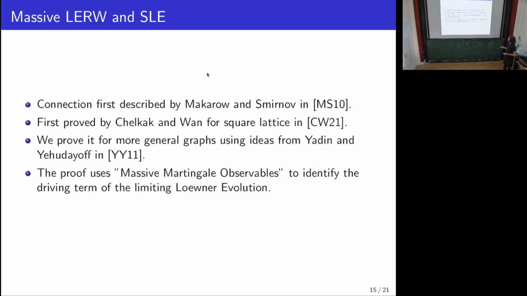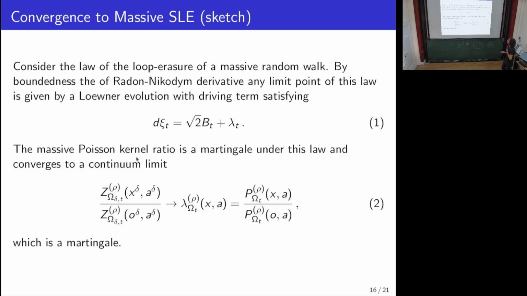We did this in particular using an idea from Yadin and Yehudayoff, where they proved under very general assumptions on a graph that the loop-erased random walk of a simple random walk, or any random walk that converges to Brownian motion, basically is SLE2. So we used ideas from Yadin and Yehudayoff. And the important thing is these massive martingale observables. So what are they in this case? In this case, they are the limits of what we call the massive Poisson-kernel ratio. So here, what is this?